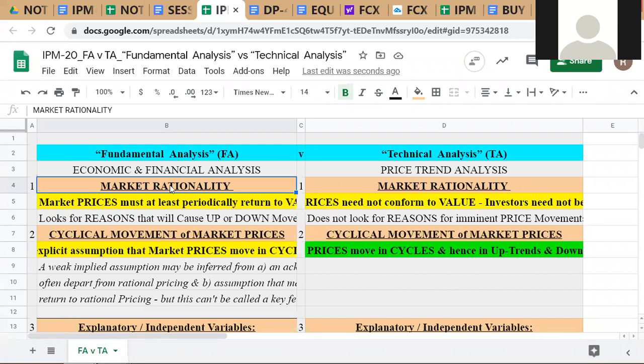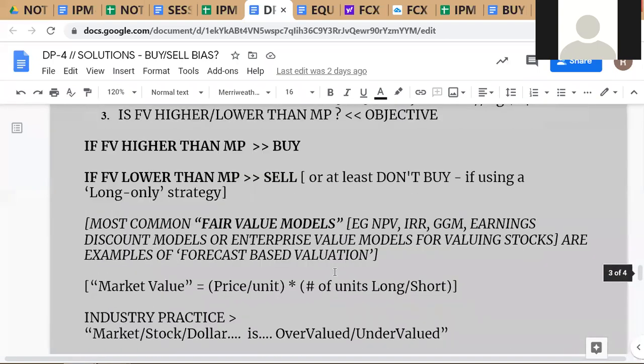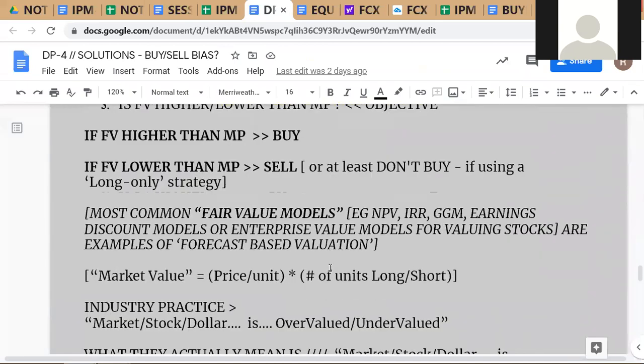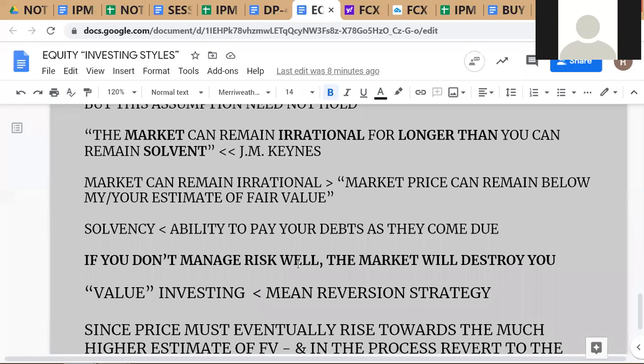Now, once again, let me explain what market rationality is. We already have it here, I think. Where did I write the market rationality part? It's in the equity investing styles.